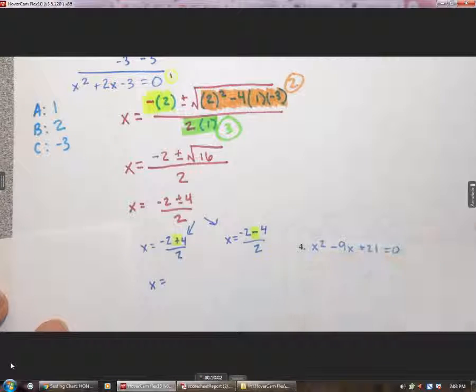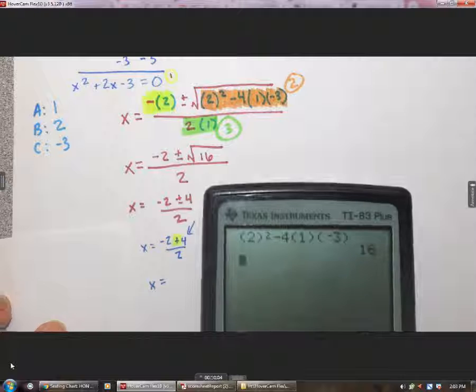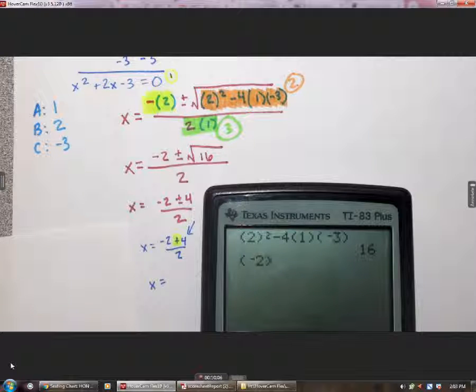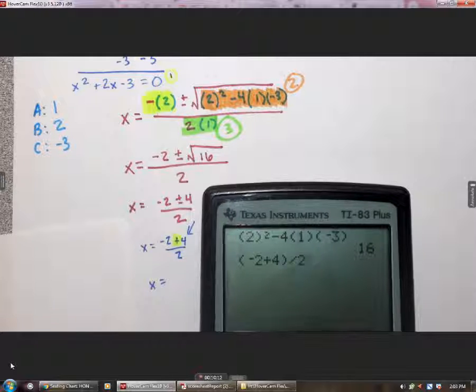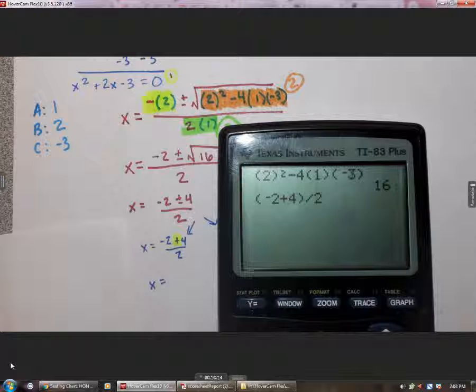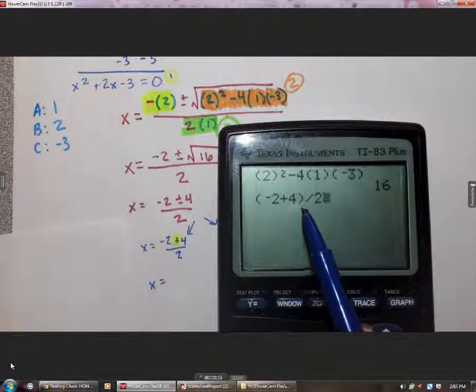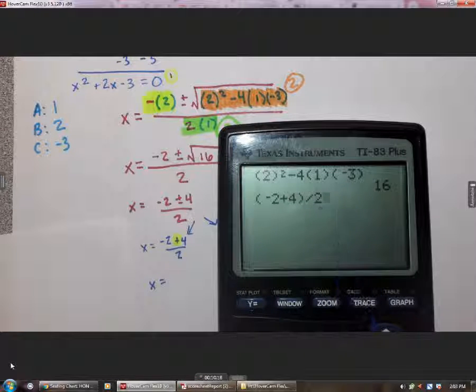So x equals negative 2 plus 4. I'm going to do that in my calculator in parentheses: negative 2 plus 4, divided by 2. You can do that all in one step in your calculator if you type it in like I just did right there, with the top in parentheses divided by 2.